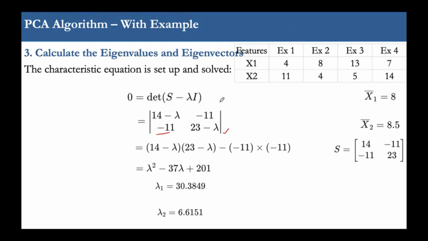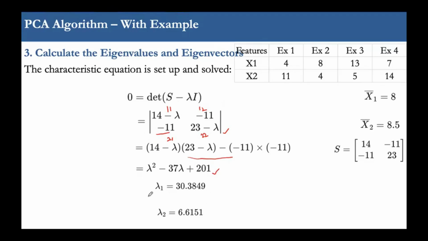Then we need to take the determinant of it. This is how we will take the determinant. It is in the positions 1,1, 1,2, 2,1 and 2,2. So how will we take the determinant of this matrix? 1,1 into 2,2 minus 1,2 into 2,1. So we will get this equation. We need to simplify this equation, and we will get a quadratic equation.